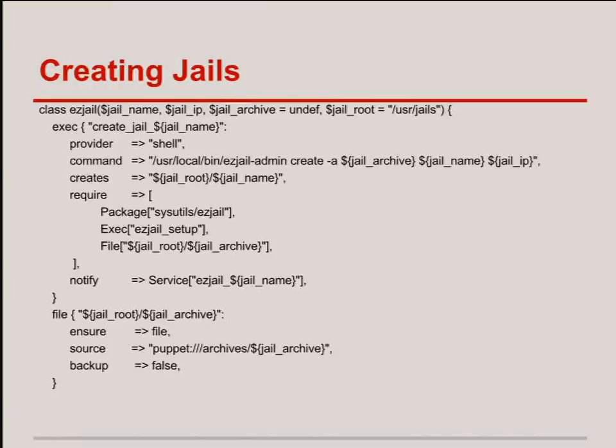And we say that creating a jail depends on having EasyJail installed, having EasyJail set up, which is installing the base jail, and it depends on having a copy of the jail archive. So it has to download that EasyJail archive from our repository before it can try to create the jail, otherwise it'll fail. And it notifies the service EasyJail every time this is changed so that it'll start the jail as soon as it's finished creating it. And this is the file definition that tells Puppet to download our archive, which comes from, that's where the Nginx override comes in.